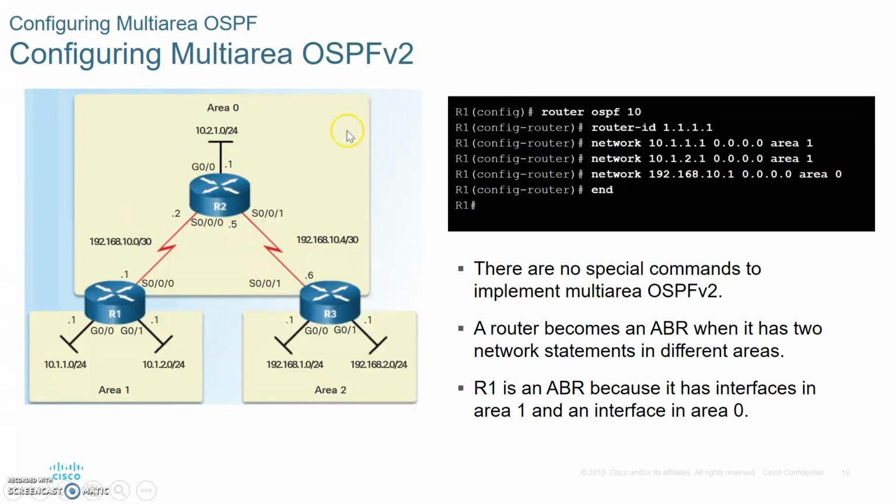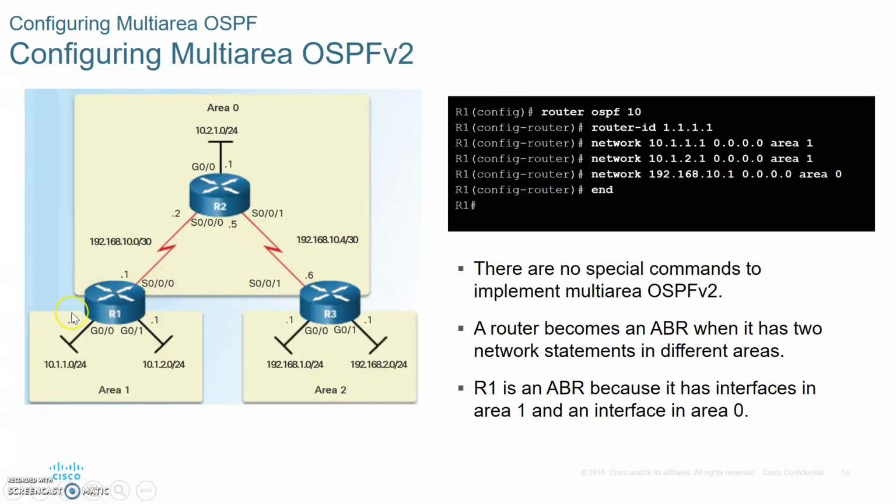Okay, let's look at this topology. R2 is a backbone router. It's also an internal router because it's only connected to area 0. R1 and R3 are area border routers. R1 is connected to both area 0 and area 1. For R3, area 0 and area 2. So these two are your area border routers.